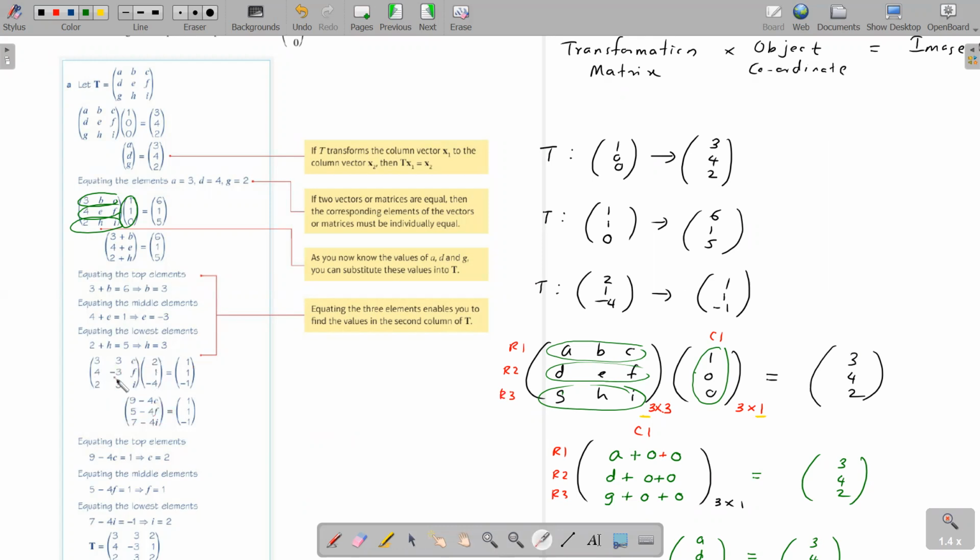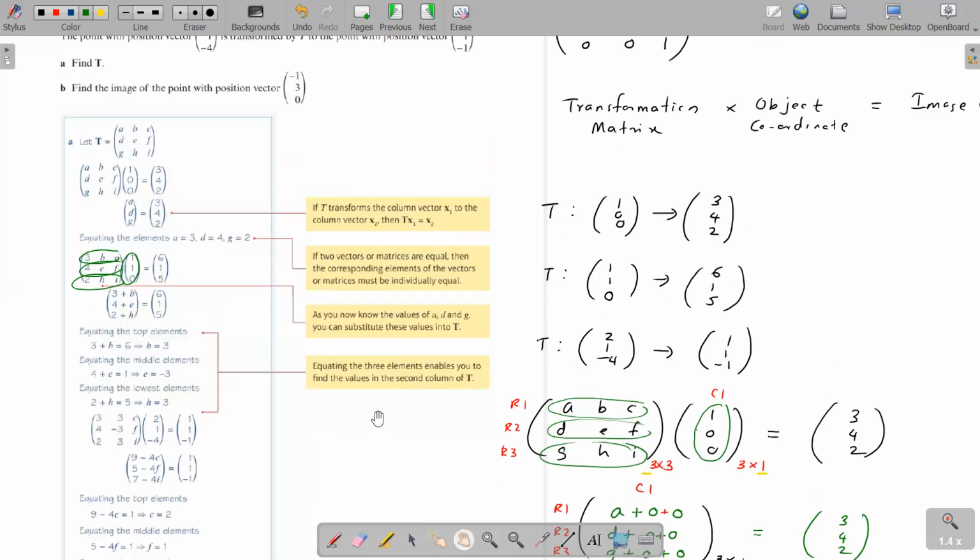4 into 2 is 8, plus minus 3 into 1 is minus 3, plus F into minus 4 is minus 4F. So then you get 5 minus 4F for the second one. The third row is 2 into 2 is 4, plus 3 into 1 is 3, plus I into minus 1 is minus 1I. You get 7 minus I equals 1, 1, minus 1, and you again solve the three equations separately and get the C, F, I values. Is this clear? Okay, do you understand this example?